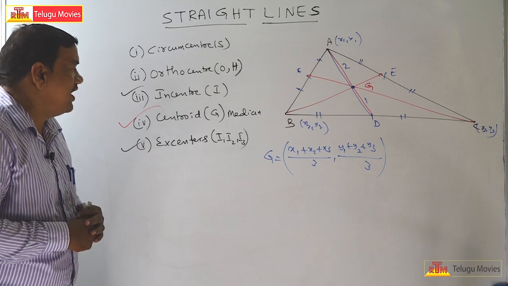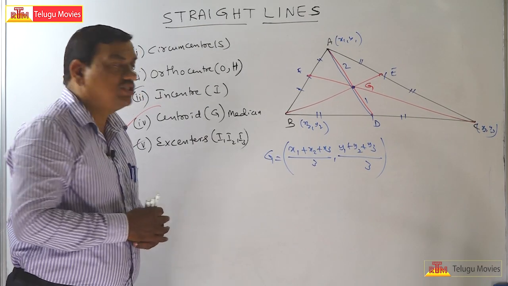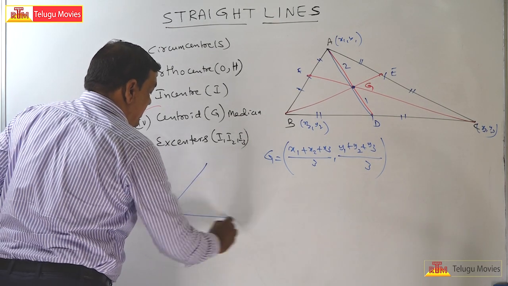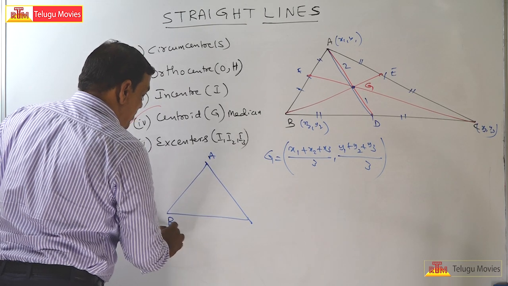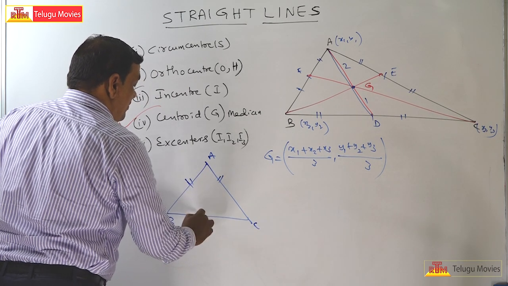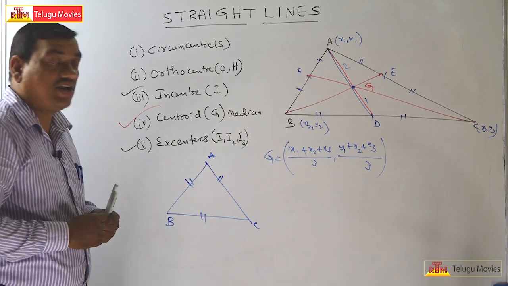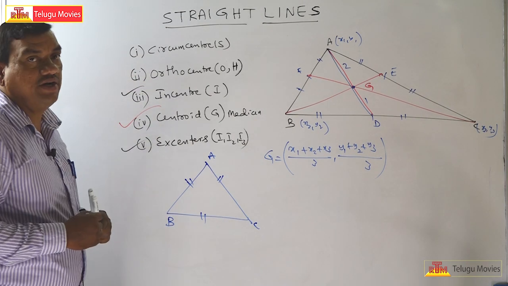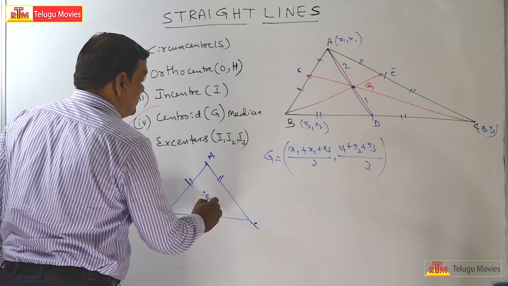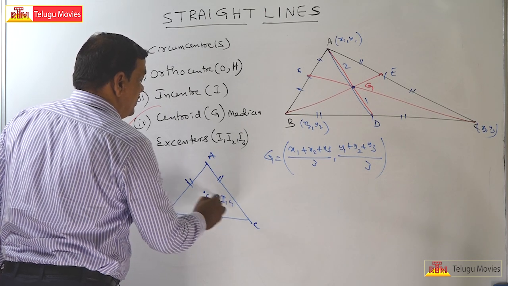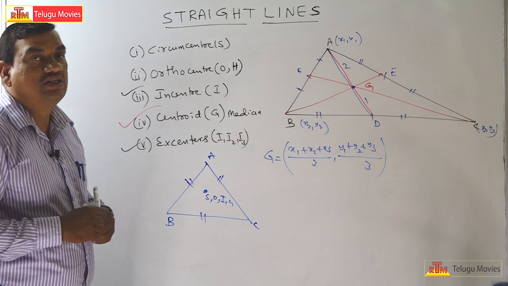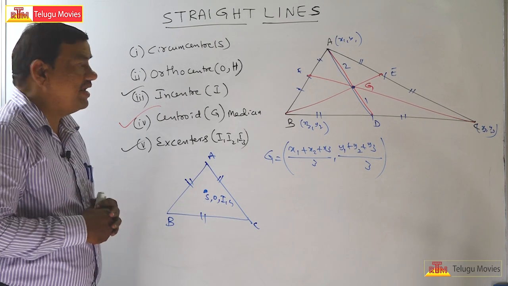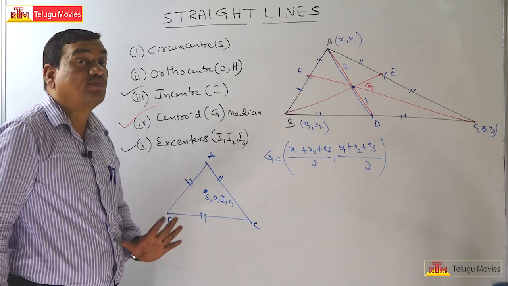Okay? I hope that you understood. Let us see some more properties regarding all these. ABC is an equilateral triangle. So the circumcenter, orthocenter, incenter and centroid, that means S, O, I, G, all will coincide. All of them will coincide at a point. That is also very, very important. This property applies only for an equilateral triangle.